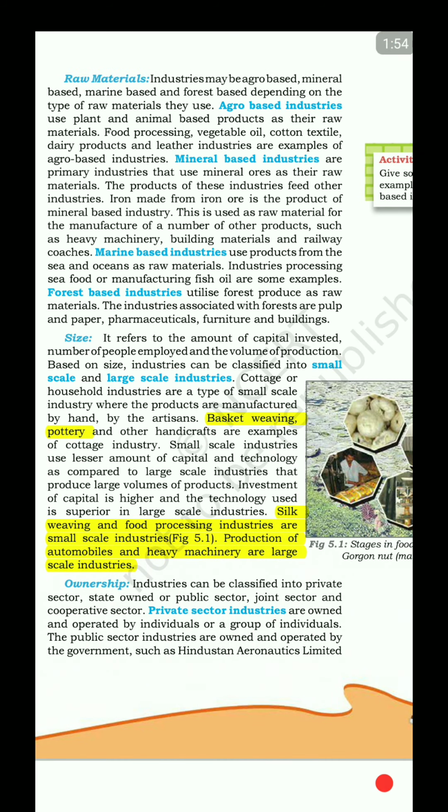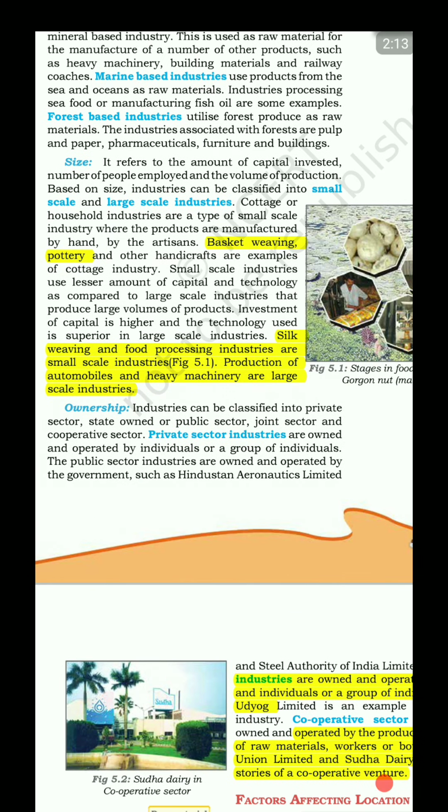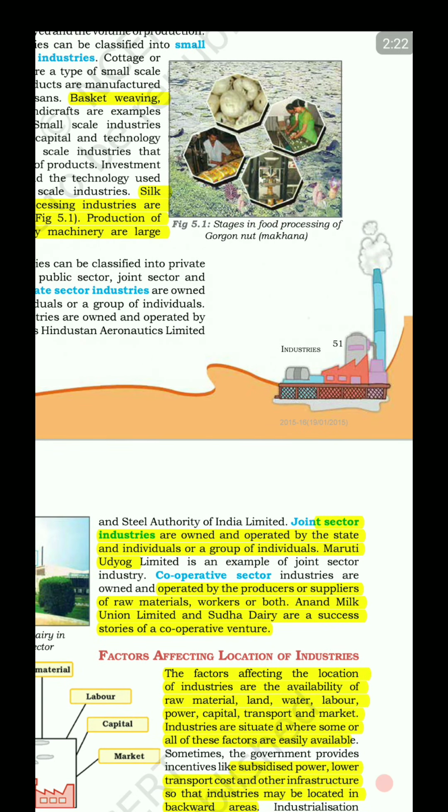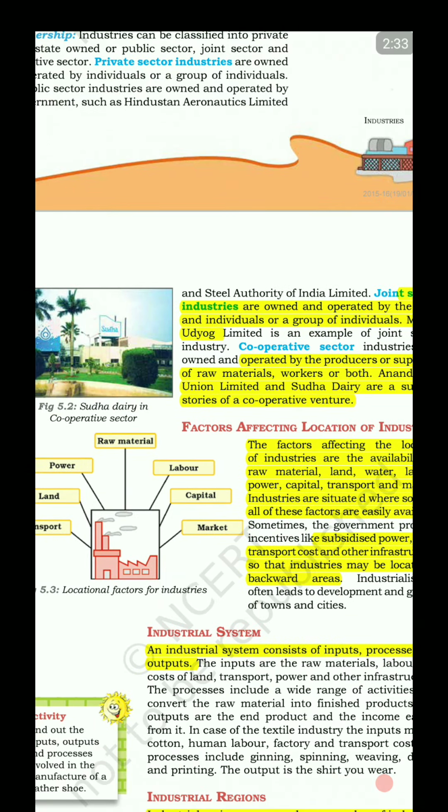If we turn to size, small and large. Small scale industries such as basket weaving, pottery, handicraft, cottage industry, require less manpower and less capital. On the other hand, large scale industries require more manpower and more capital, like weaving, food processing, etc. On the basis of ownership, we can divide industries into private sector, public sector, mixed joint sector, and cooperative sector industries. For example, joint sector industries are like Maruti Udyog. Cooperative sectors like Anand Milk Union Limited and Sudha Dairy are success stories of cooperatives.